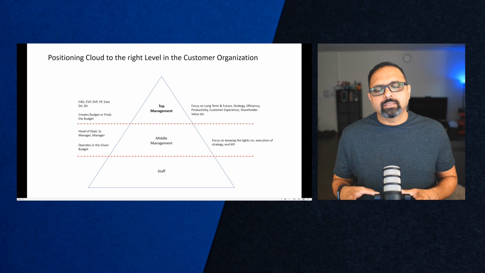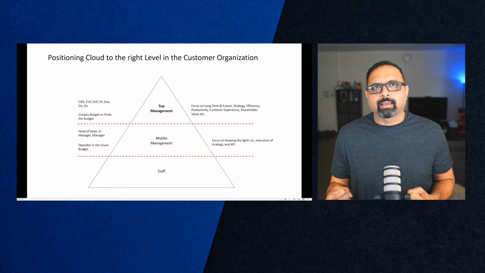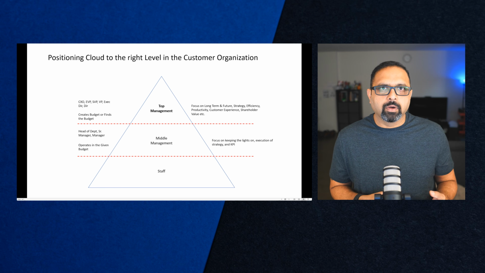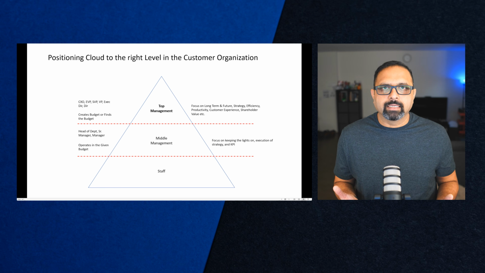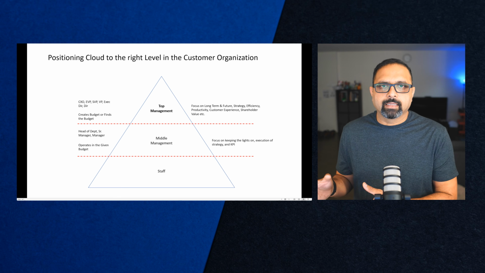Because when you're selling a unique solution, customers are not knocking on your doors to buy it, saying, hey, I need this cloud technology, I need this transformation, I need that thing.